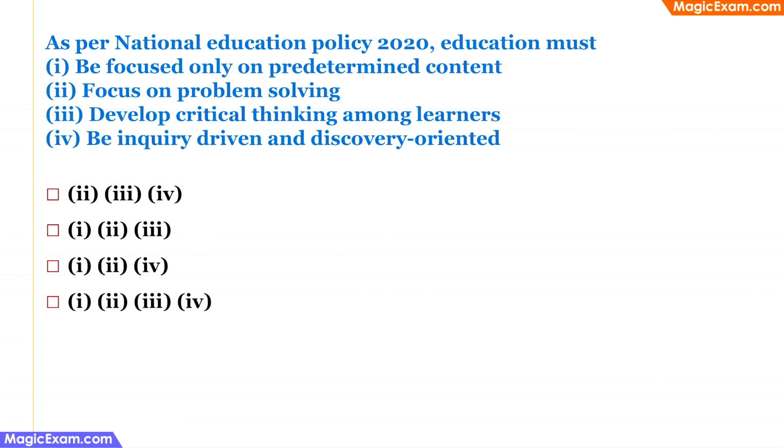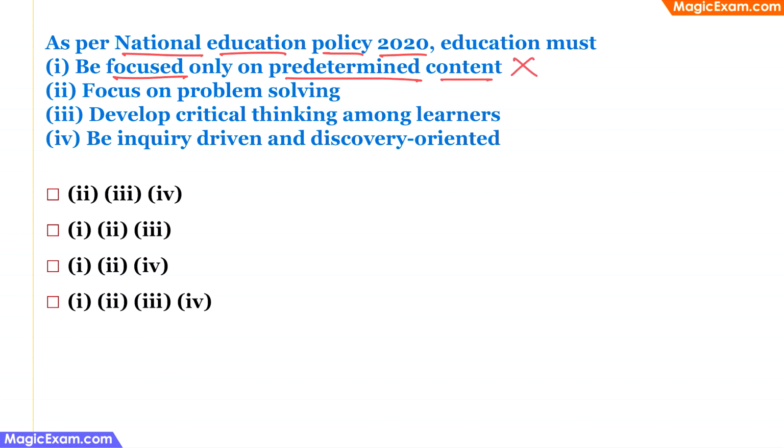If we go through the National Education Policy of 2020, it says that education should not just be limited to textbooks and syllabus and the classroom, but education should expand beyond these limited resources. Right? Education can happen outside the classroom, it can happen at home, in the community, among friends, among peers. Therefore, children should get an opportunity to learn from various sources. Therefore, focusing only on predetermined content, that is textbook and syllabus, this is incorrect.